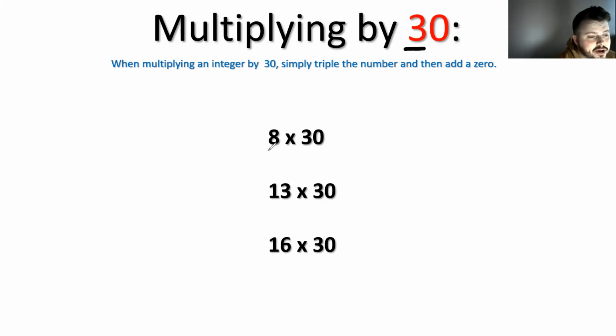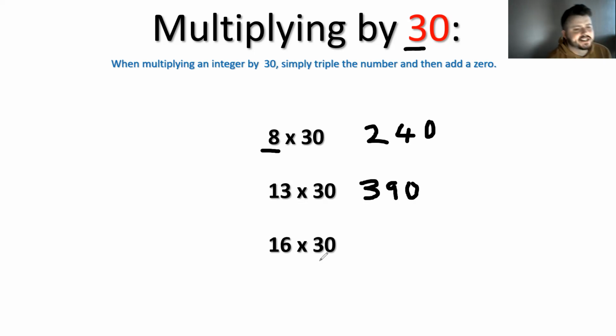Okay, so 8 times 3, add 0. 8 times 3 is 24, add 0, 240. Okay, what's 13 times 3? 13 times 3 is 39, add the 0 is 390.